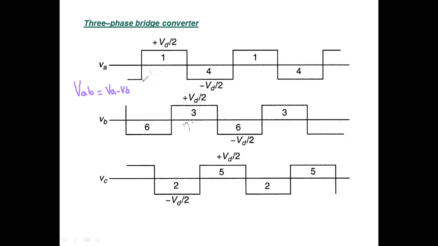Very simple. If you consider up to this instant, for example, here this is plus Vd by 2 and this is minus Vd by 2. So if you sum them, you will get 0, because this is plus Vd by 2 and this is minus Vd by 2. So VAB is equal to VA minus VB. So this is 0 voltage, 0 voltage.